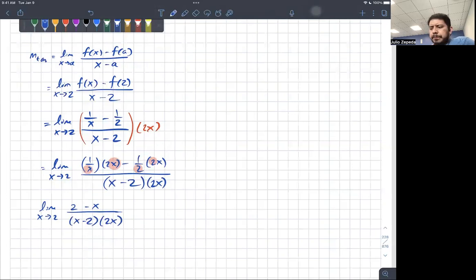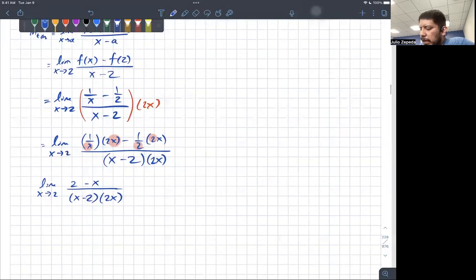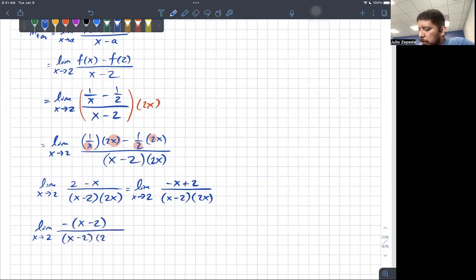Well, x minus 2 and 2 minus x, those are actually exact opposites of each other, right? I'll write it down right here beside it. Negative x positive 2 is on top, and then x minus 2 is on the bottom with 2x. So you can factor a negative from the numerator. The limit as x approaches 2. I'll factor a negative and then get x minus 2 on top, x minus 2 on the bottom, and 2x.